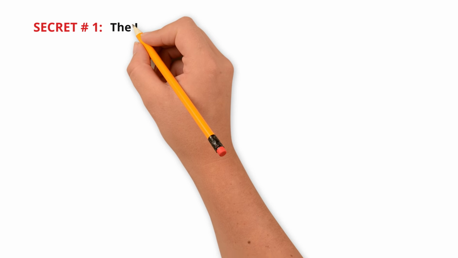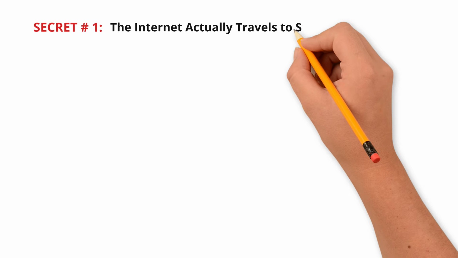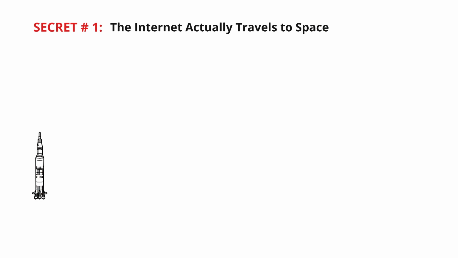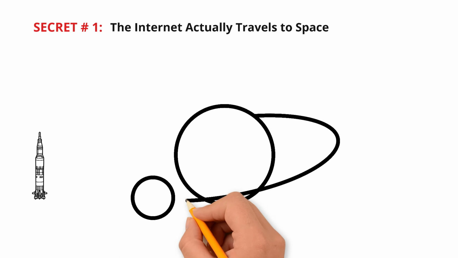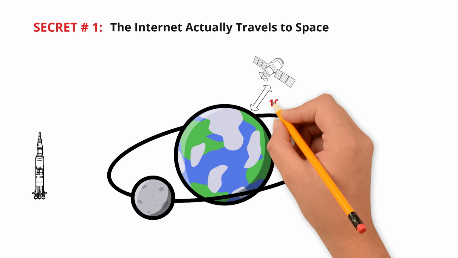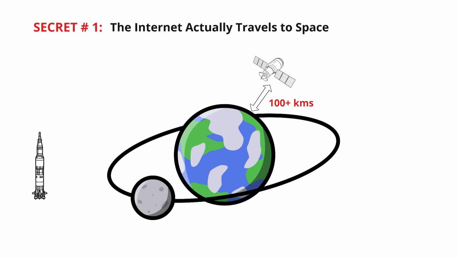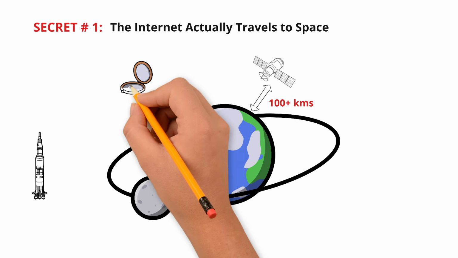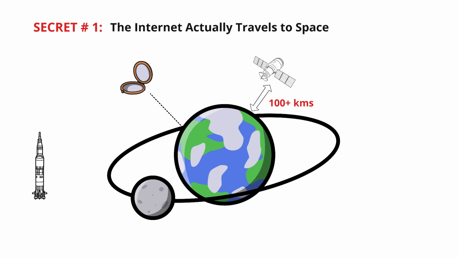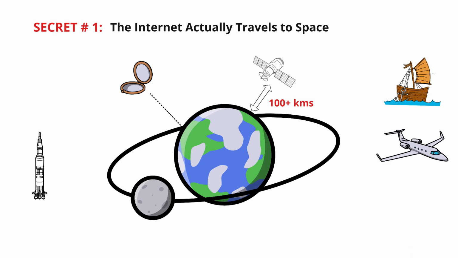Secret number 1. The internet actually travels to space. When you use satellite internet, your connection actually leaves the planet. The data you send and receive bounces between Earth and satellites orbiting hundreds of kilometers above. Each of these satellites acts like a mirror for information, catching your signal and reflecting it across the planet. That's how even remote villages, ships in the middle of the ocean, and airplanes flying over mountains stay connected.